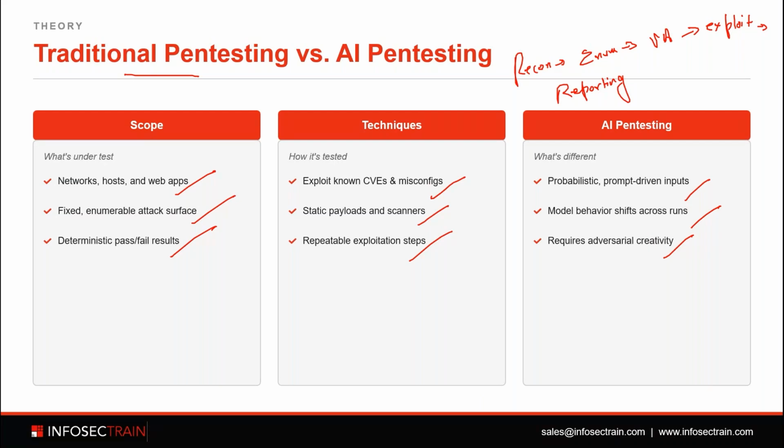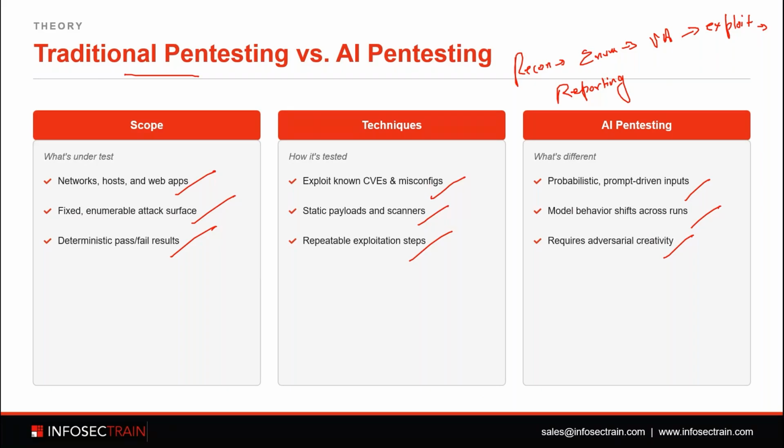Now, the exploitation goals also differ, right? In the traditional one, your exploitation goal is to get unauthorized access, privilege escalation, data exfiltration. In AI, your goal is manipulating the model behavior, right? Leaking sensitive data, bypassing the safety policies, corrupting the agent workflows, right?